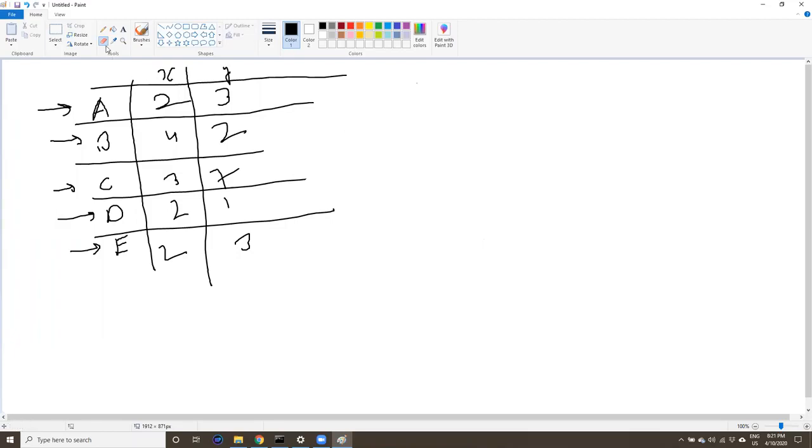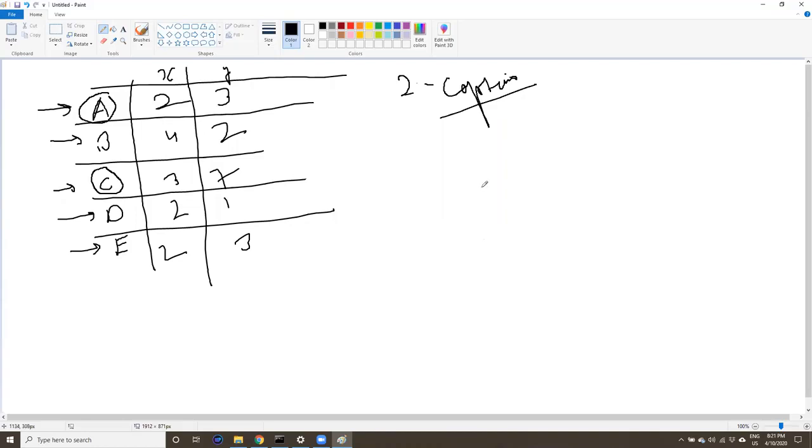Perfect. Let's understand one most important concept. I will just increase the thickness. Okay. Now let's play a small game. Let's take two captains. Captain number one is A, and captain number two is C.